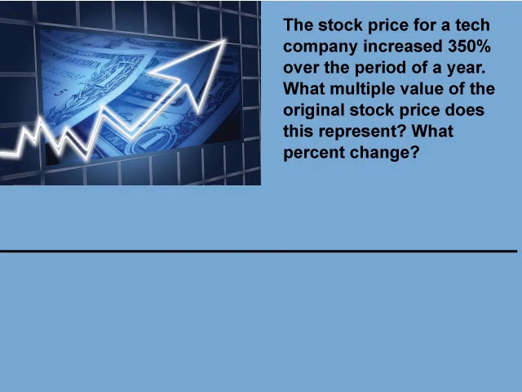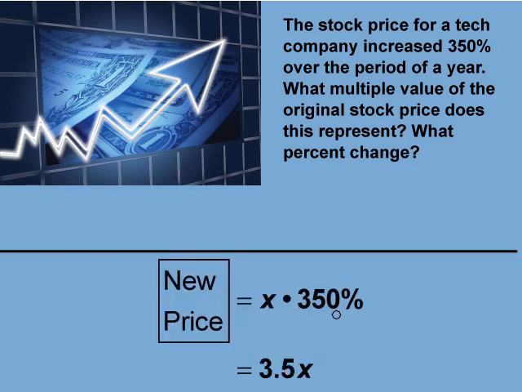The stock price for a tech company increased 350% over the period of a year. What multiple value of the original stock price does this represent? What percent change? To find the new price, multiply the original price, which we'll call x, by 350%, which results in 3.5x. So the new price is 3.5 times the original price.